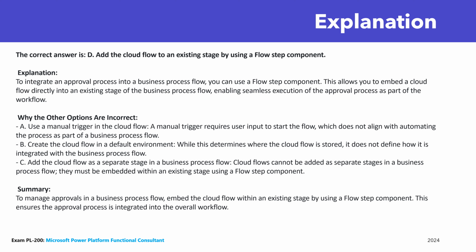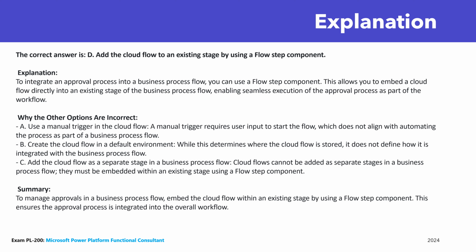Why the other options are incorrect. A. Use a manual trigger in the cloud flow. A manual trigger requires user input to start the flow, which does not align with automating the process as part of a business process flow. B. Create the cloud flow in a default environment. While this determines where the cloud flow is stored, it does not define how it is integrated with the business process flow.